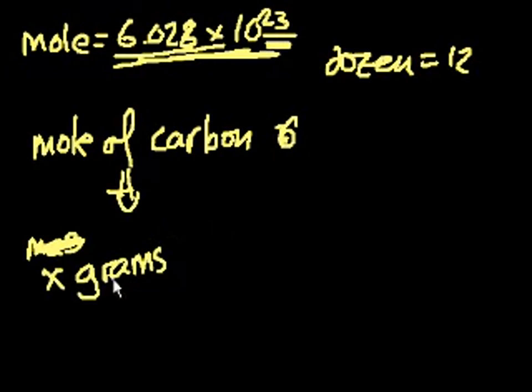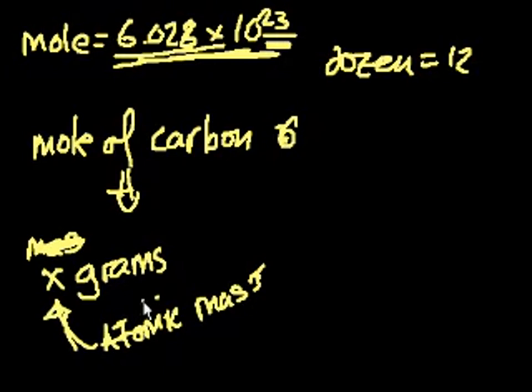It'll have a mass of x grams, where x is the atomic mass number, the atomic mass of an atom of carbon. Although if I was talking about a mole of a molecule, I would figure out the atomic mass of the entire molecule. So what's an atomic mass number?